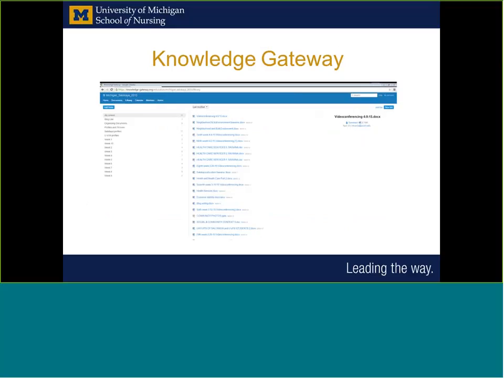Our librarians from the Taubman Health Sciences Library created a health research guide and also provided access to open source materials for our global partners, which is really important to distribute knowledge in low resource areas.